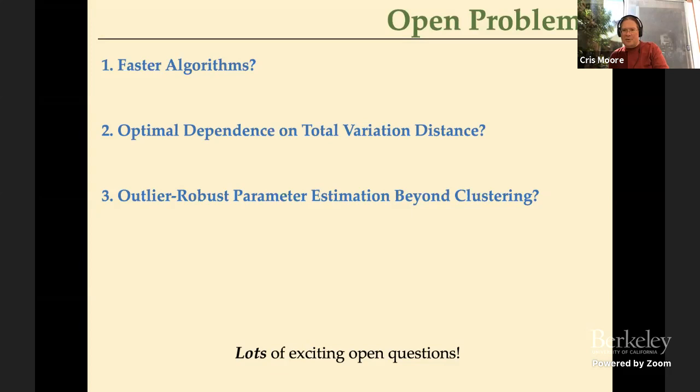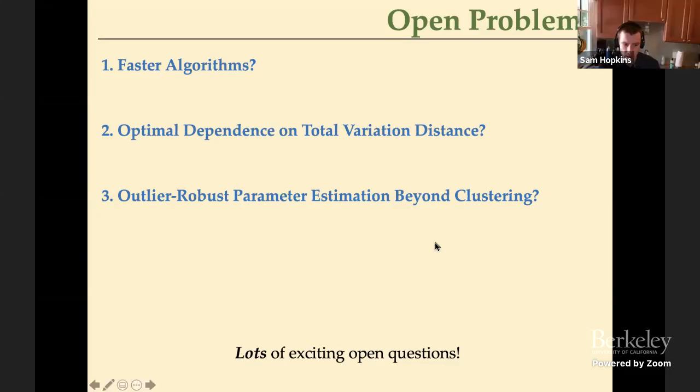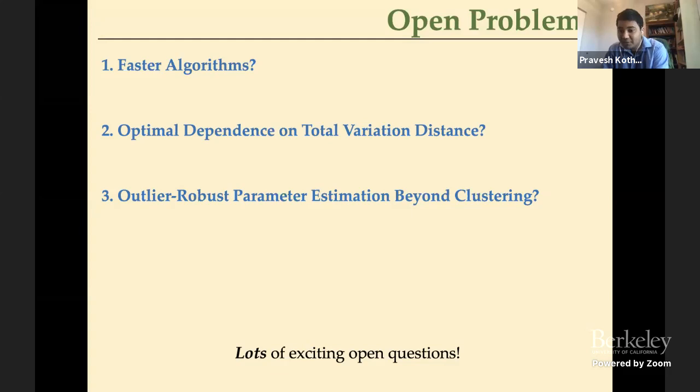Sam, do you want to ask your question? Yeah, sure. Although somebody has been clarifying it to me offline, others might have the same question. Pravesh, can you give an example where Moitre-Valiant can't do clustering, of a set of parameters that they would be allowed to return, but where you wouldn't be able to use those parameters to do clustering trivially? I thought that they give guarantees in total variation distance. To the best of my understanding, their guarantees are in parameter distance.